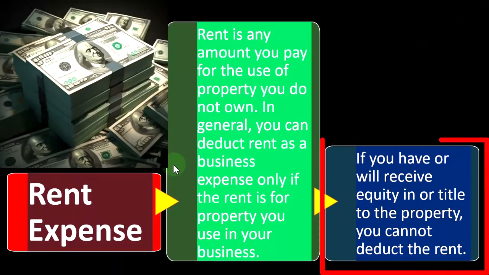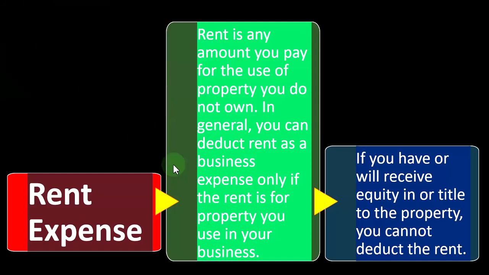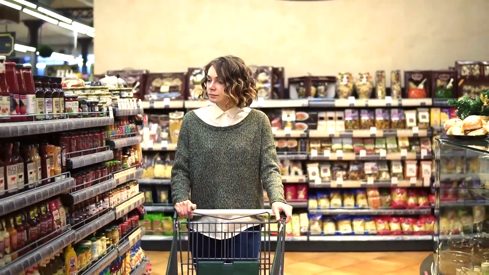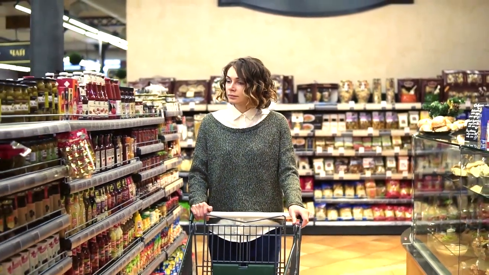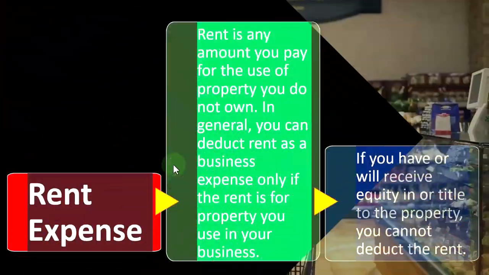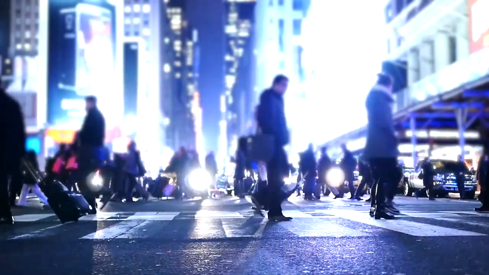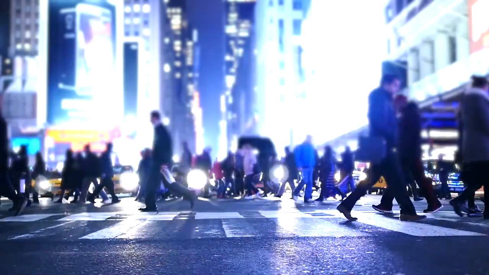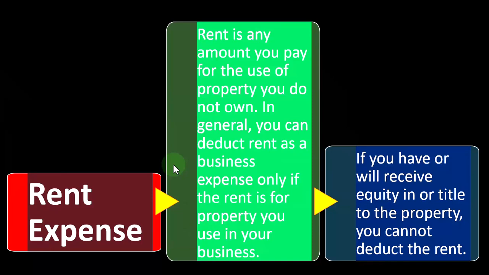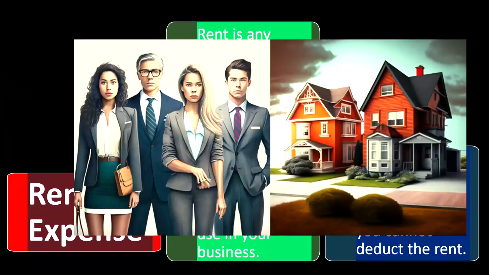If you have or will receive equity in or title to the property, you cannot deduct the rent. This is where it gets messy, because if you imagine buying a piece of equipment and financing it, that's different than renting the equipment. A lot of people get this confused. I think one of the reasons is that the big thing we purchase is a home on the personal side of things. And we're so used to people saying, well, I don't really own the home, the bank owns the home. They're referring to the fact that the bank has a loan that's secured by the home.